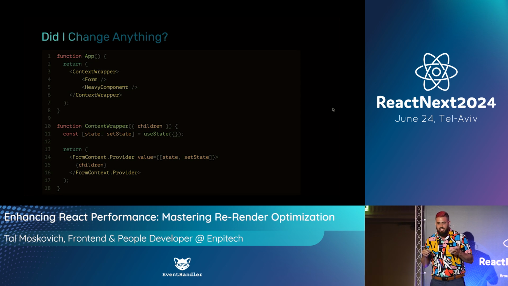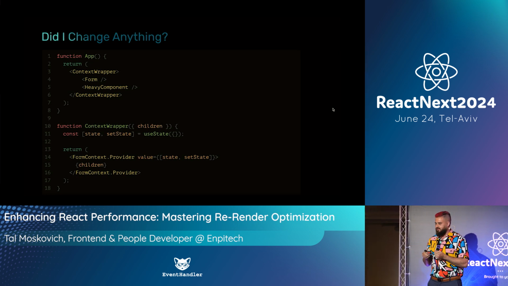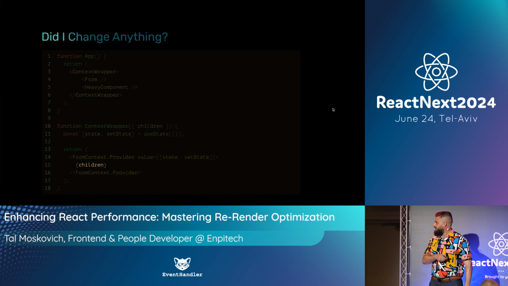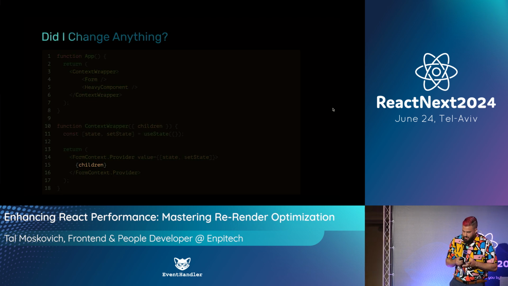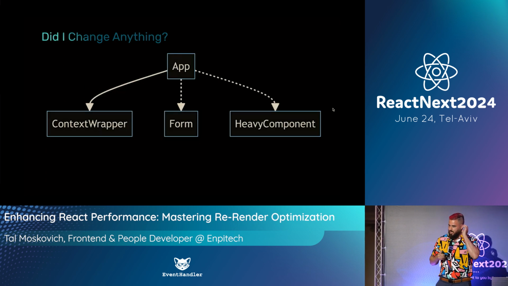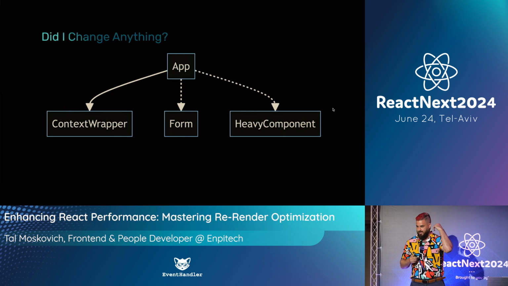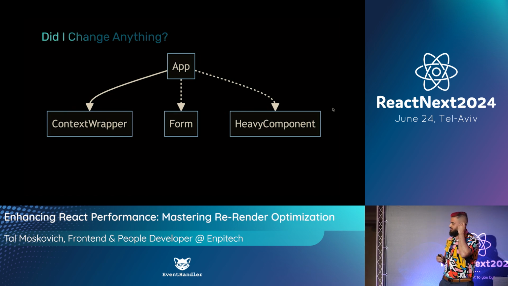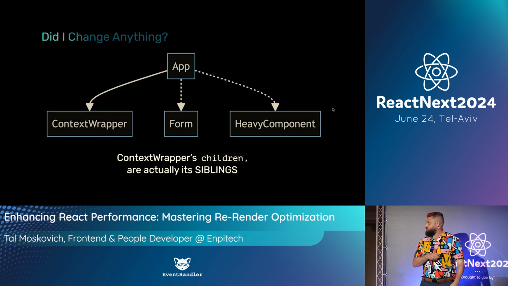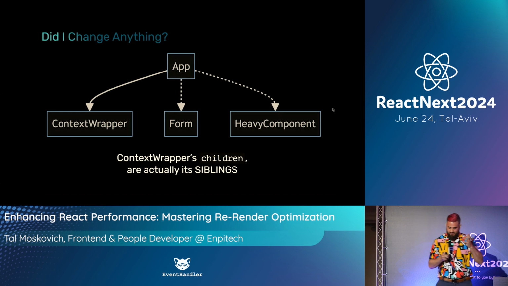Because I didn't change anything. What did I change? It's about the children. And what's about children? The children are actually created by the app and not the context wrapper. Context wrapper children are its siblings. I don't know who is the father here, but that's how React actually works. It takes children, but it's not its children. It's its siblings. And let's dive in.